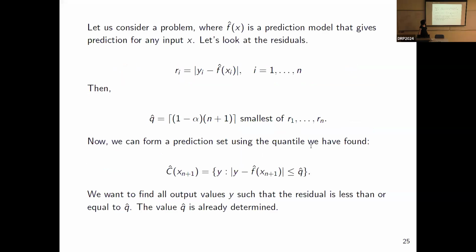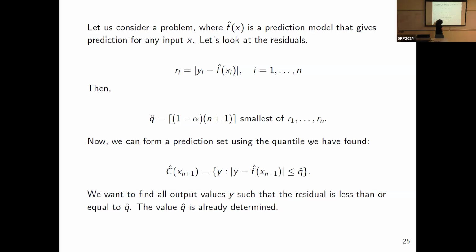And let us consider a problem where f hat x is a prediction model that gives a prediction for any input x. And let's look at the residuals. Maybe we can consider the residuals as the differences. So this is our prediction, and this is the real observed value. The difference between those two will be our residual. And then we will define Q like this.